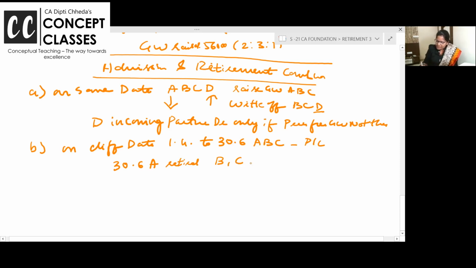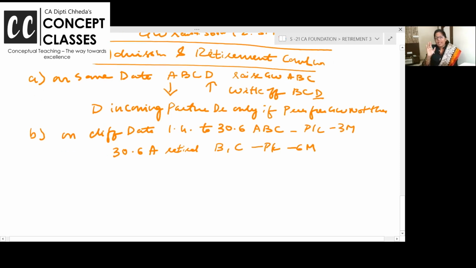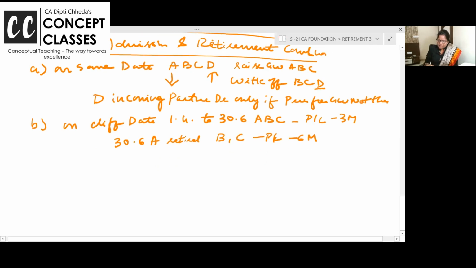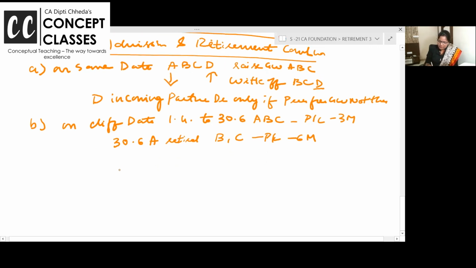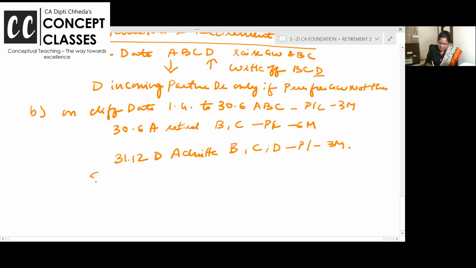So B and C will continue. B and C will share the profits for 3 months, say 6 months. Only B and C are partners. 30 June को A तो retired. Now on 31/12, D admitted. So B, C and D will share the profits for the remaining 3 months. So if this kind of problem is asked, split capital accounts in 3 parts.